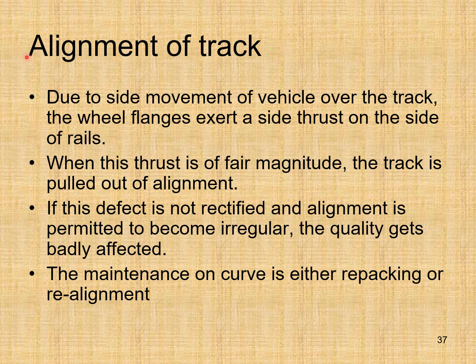Alignment of track. Due to side movement of vehicle over the track, the wheel flanges exert a side thrust on the side of rails. When this thrust is of fair magnitude, the track is pulled out of alignment. If this defect is not rectified and alignment is permitted to become irregular, the quality gets badly affected. The maintenance on curve is either repacking or realignment.